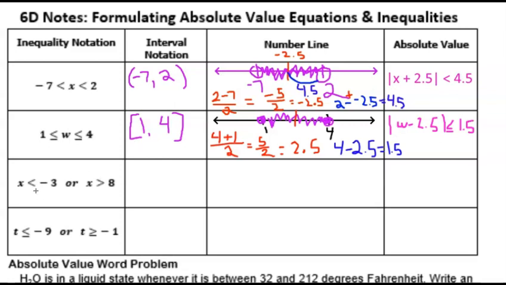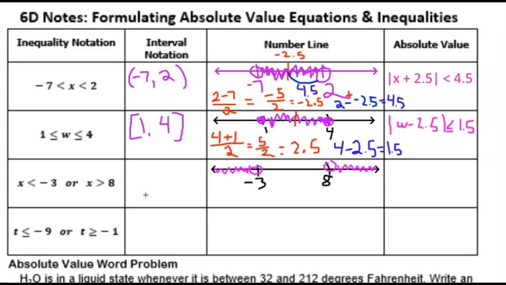We have x is less than -3 or x is greater than 8. Before we write our intervals, let's go ahead and draw the number line. So these are going to both be holes. Notice there's an or right here. Whenever there's or, we're going to shade on the outside instead of the inside, because we have two different pieces.